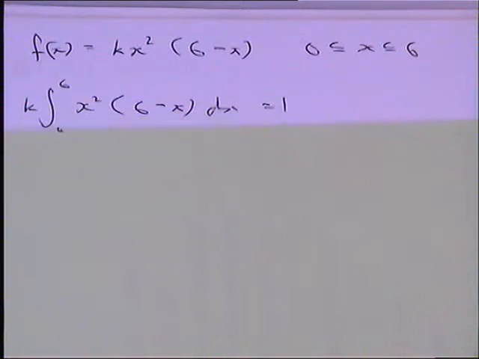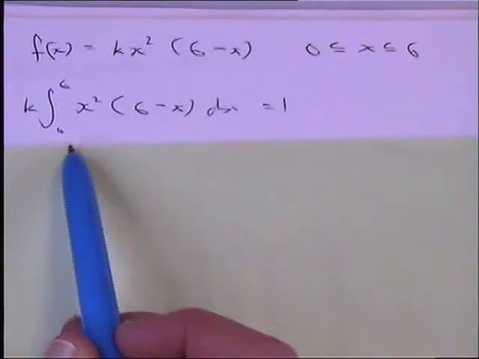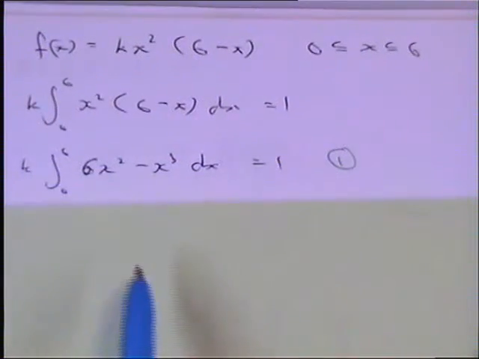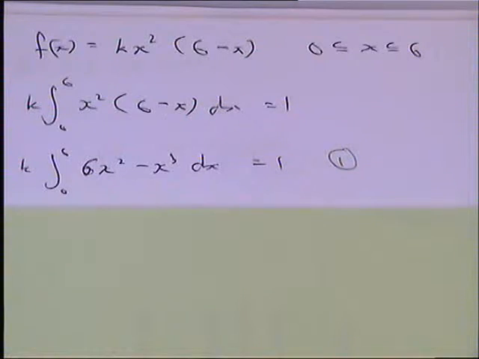First of all, here is our function, and we know that when we integrate any PDF, any function, between its limits, we get an answer of 1. So that's what that statement there is. I think I multiplied out the brackets.